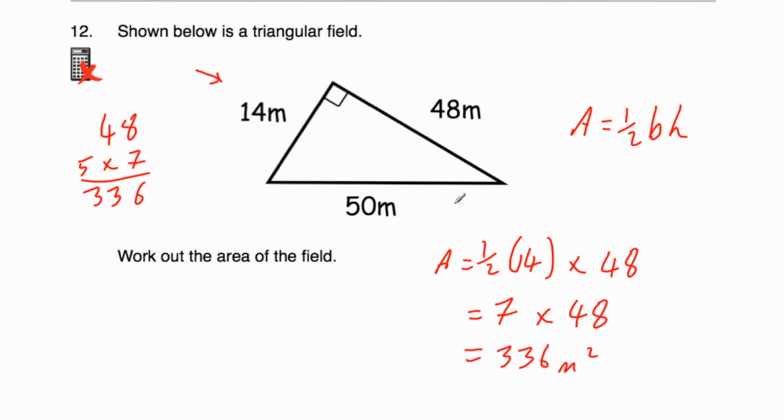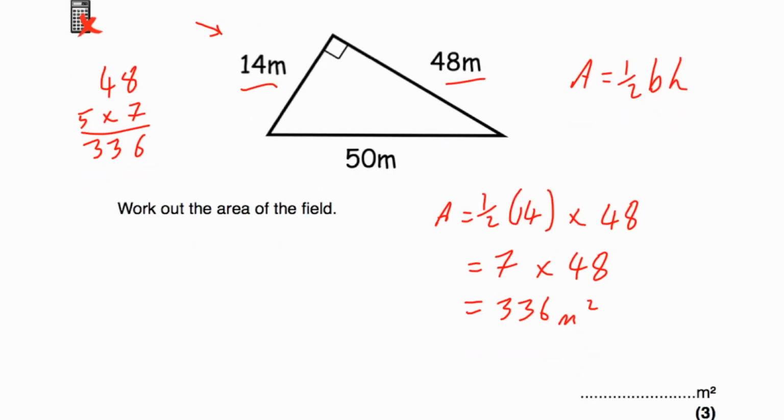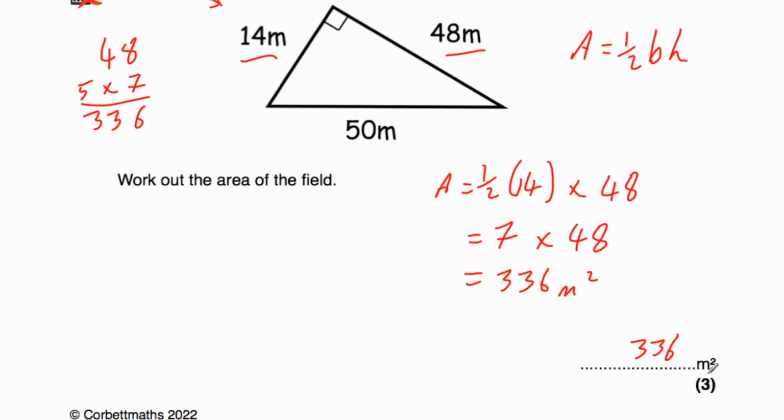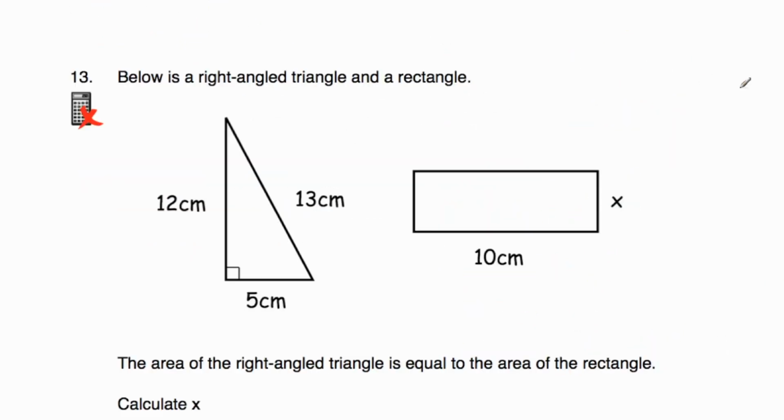So sometimes if you've been given a triangle, you might need to just rotate it to find the base and the height. You could have rotated it the other way and looked at it this way and said, well, the base is 48 and the height is 14. So that would work also, as long as you use the 14 and the 48 as the base and the height. And that's it. So our answer is 336 square meters, or meters squared. Okay, let's have a look at our next question.